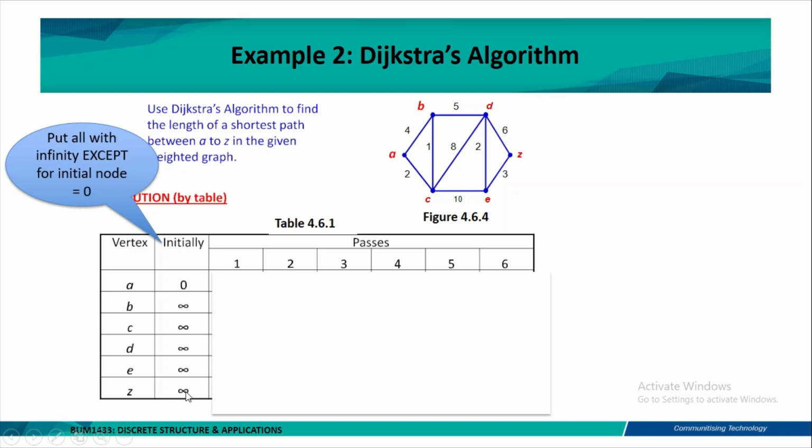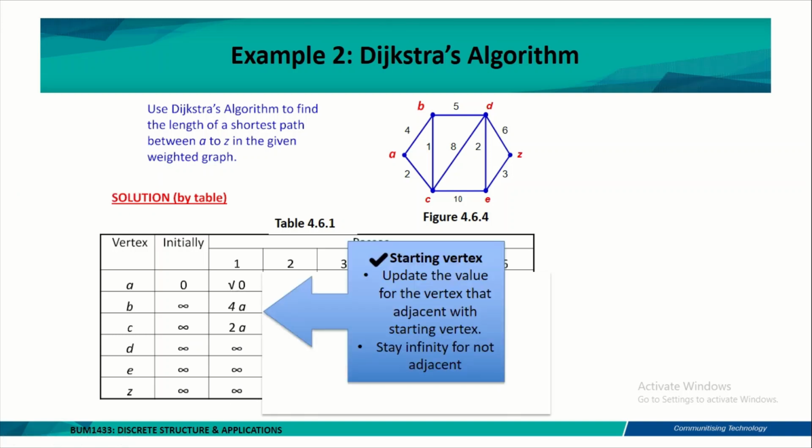And for the pass one, we need to tick the starting vertex. The starting vertex is A, so we need to tick A. And we update the value for the vertices that are adjacent to the starting vertex. So we have A here, and we see it's adjacent to B and C. So we have 4A at B and 2A at C. And for the rest, we stay at infinity if they are not adjacent.